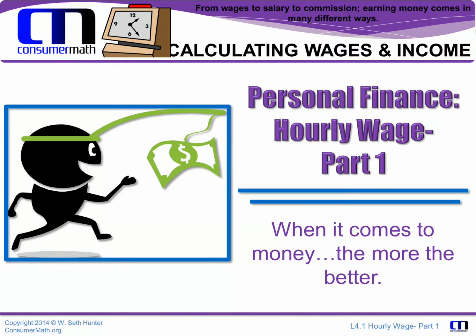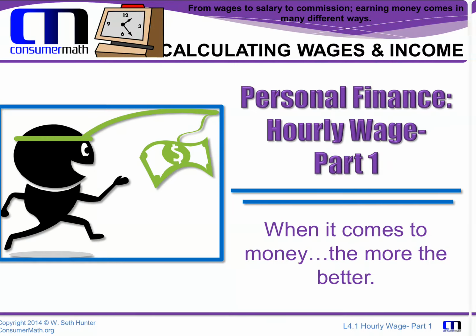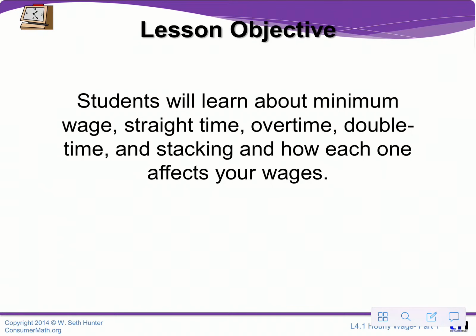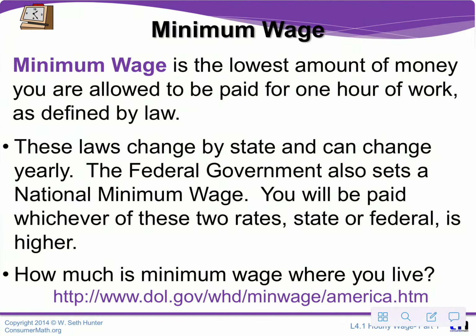Okay, we're going to start looking at calculating wages and incomes. This is part one of hourly wages. So when it comes to money, the more the better. Students will learn about minimum wage, straight time, overtime, double time, and stacking, and how each one affects your wages.